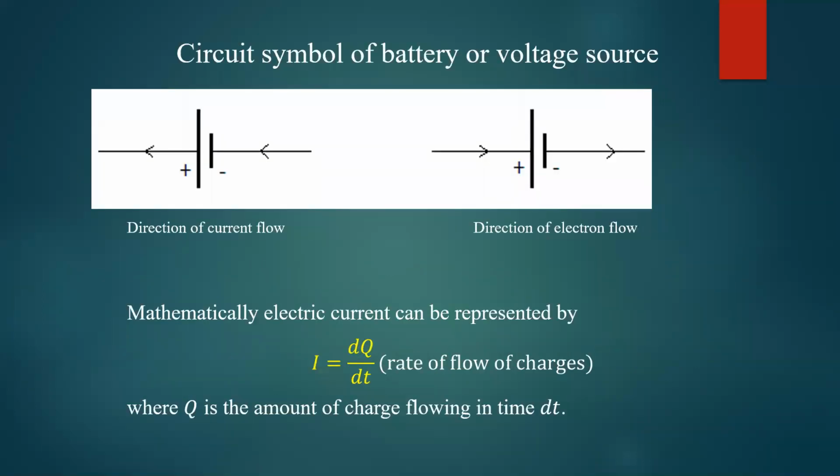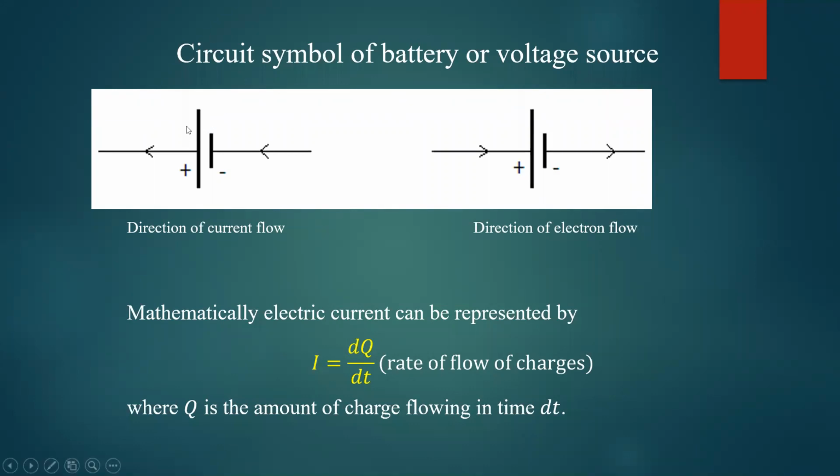Next, the circuit symbol of the battery. In a circuit, how is this battery represented? So just observe this. A battery is represented by means of two vertical lines. One line is longer, another line is shorter. The longer line represents one terminal.